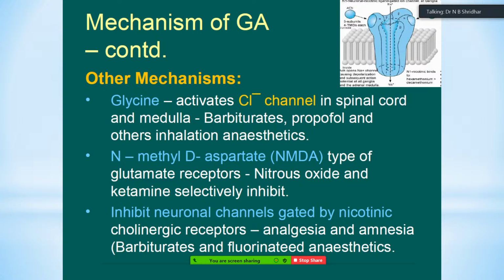Usually it is used in cats and dogs for minor surgeries. Of course, in human beings also, ketamine is used very commonly. And these inhibit the neuronal channels gated by nicotinic cholinergic receptors, and analgesia and amnesia are induced. Classical examples of agents acting through this type of receptor are the barbiturates and fluorinated anesthetics, isoflurane, sevoflurane, and many other fluorinated anesthetics act in a similar pattern.